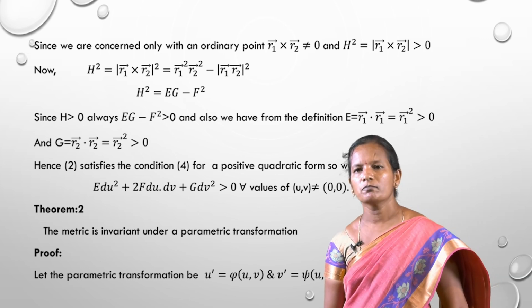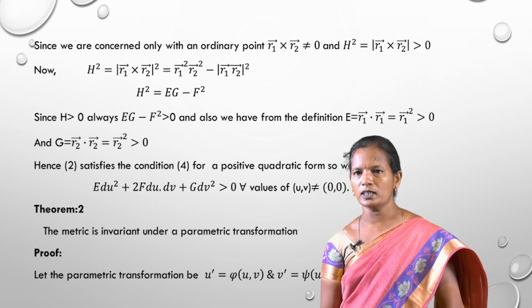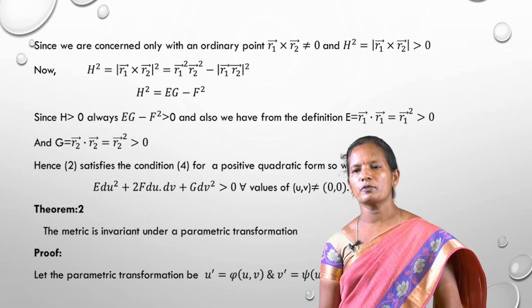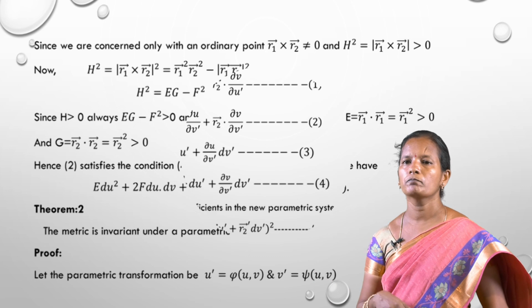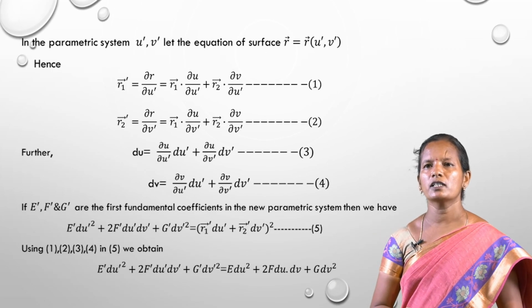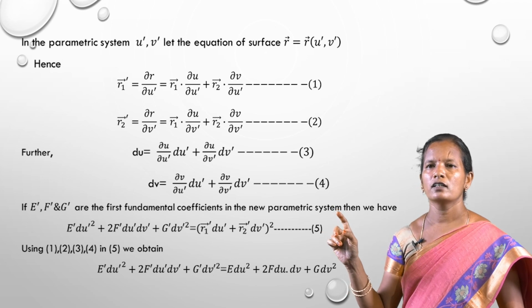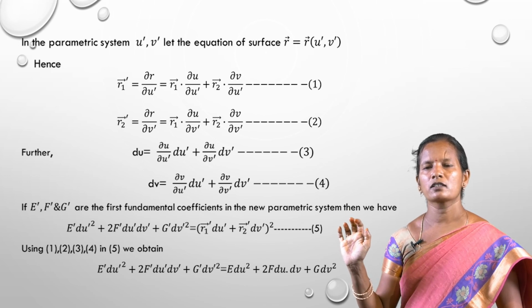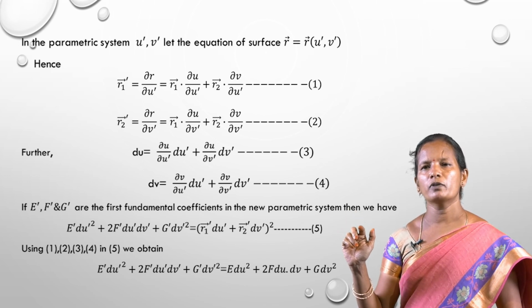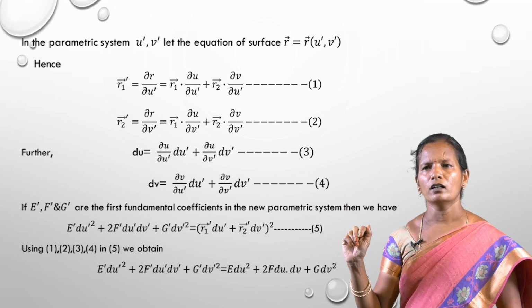The theorem: the metric is invariant under a parametric transformation. Proof of the theorem: let the parametric transformation be u dash equal to phi of (u, v), v dash equal to xi of (u, v). In the parametric system (u dash, v dash), let the equation of the surface be r vector equal to r vector of (u dash, v dash). Then r1 dash is equal to ∂r/∂u dash, that is r1 into ∂u/∂u dash plus r2 into ∂v/∂u dash. And r2 dash is equal to ∂r/∂v dash, that is r1 into ∂u/∂v dash plus r2 into ∂v/∂v dash.